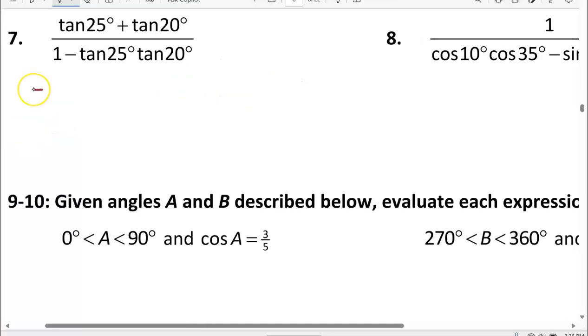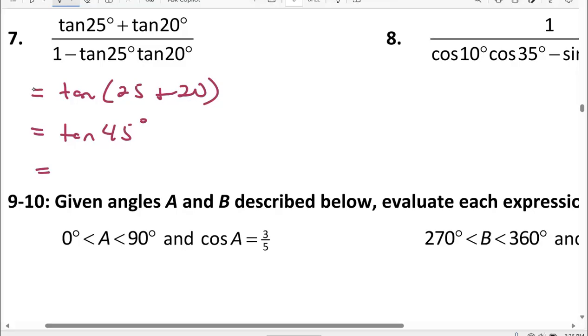In number 7, the tangent of 25 plus the tangent of 20 divided by 1 minus the tangent of 25 times the tangent of 20 is equal to the tangent of 25 plus 20, which is equal to the tangent of 45 degrees, which is equal to 1.